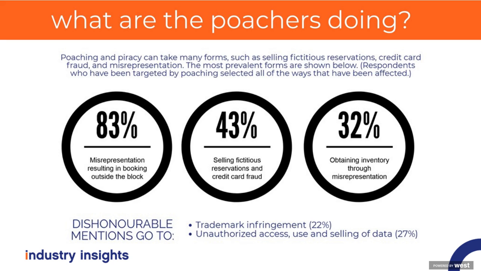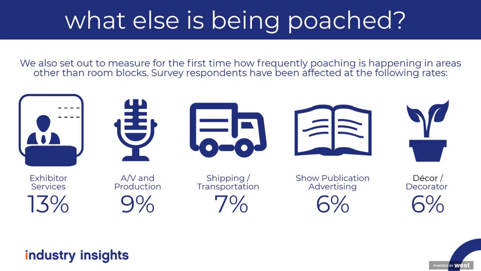In a perfect world, if everything was trademark infringement, which again we'll talk about later, we could enforce some things. But here's what else. This is the first time we began to look at what else is being poached. We set out to measure so we could just have a baseline. Exhibitor services, 13%, AV and production, shipping, transportation, show publication, advertising, decor, and decorator.